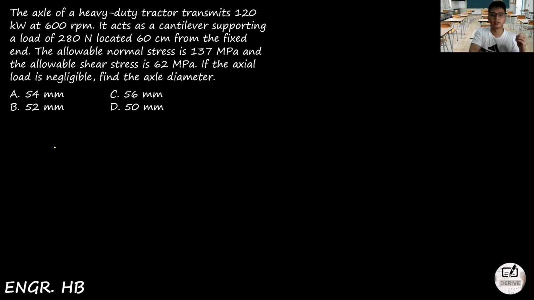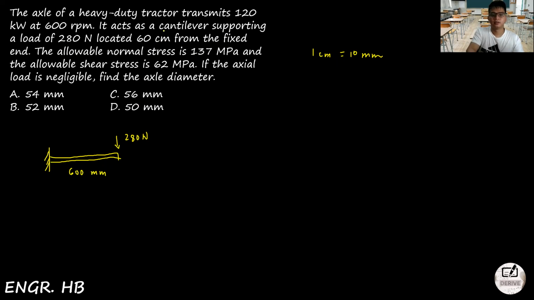So the scenario here is that the axle of the heavy duty tractor, no, acts as a cantilever. So meron tayong cantilever na drawing dito. Kunyari yan yung axle mo at yun yung cantilever, no? It acts as a cantilever supporting a load of 280 newtons located 60 centimeter from the fixed end. So this is your fixed end and this is your 60 cm. So convert na natin siya ng mm which is 60 cm is equal to 600 mm because 1 cm is equal to 10 mm. So alam niyo na yan pero mas maganda, nire-review natin. It is worth repeating.